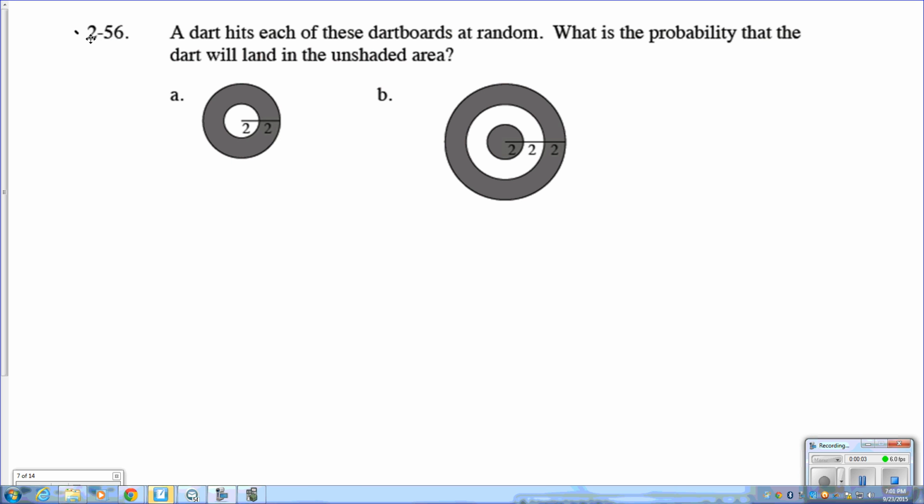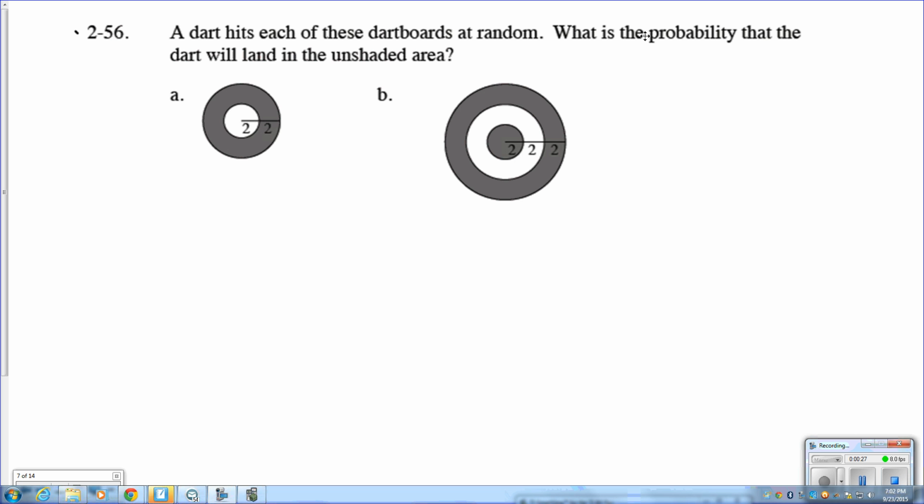All right, problem 2-56. A dart hits each of these dartboards at random. What is the probability that the dart will land in the unshaded area? So we've got these two dartboards here. This one has an inner circle with a radius of 2, and then we have this larger circle around the outside that has a radius of 2 plus 2, or 4.